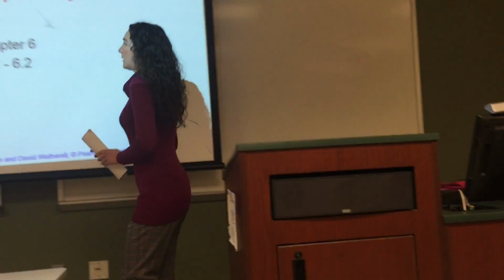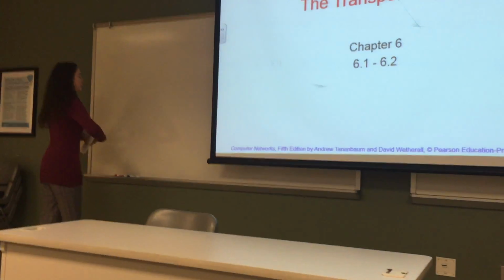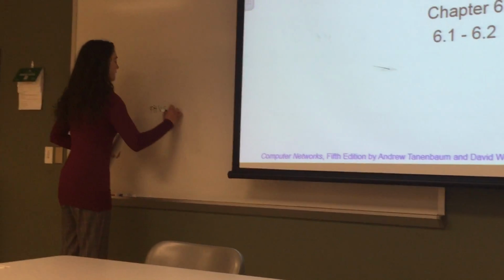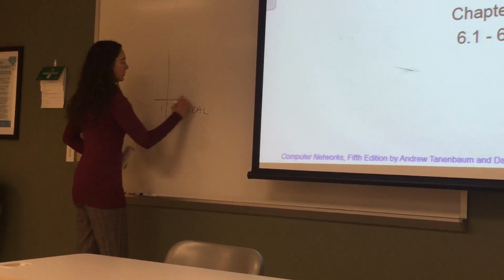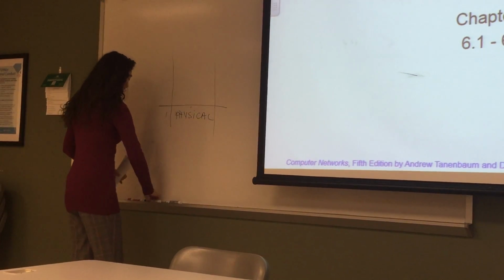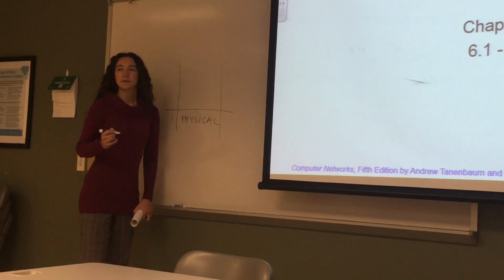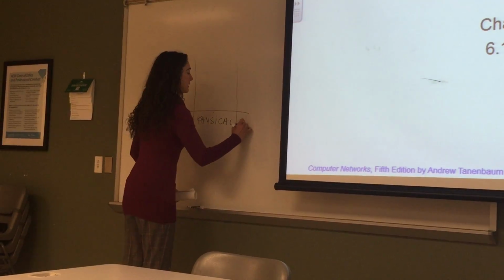So going back to our network model, so far we have seen the physical layer, which was the first layer in our model. The unit for the physical layer was bits, right? Just a stream of zeros and ones.